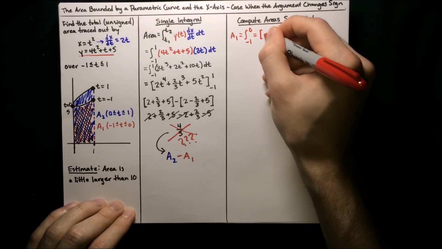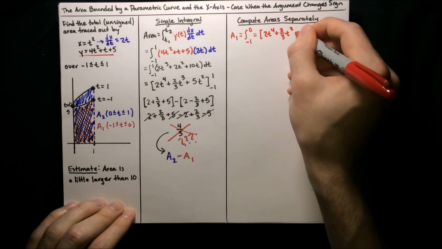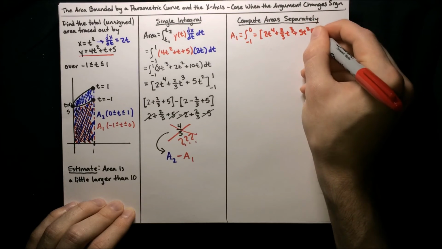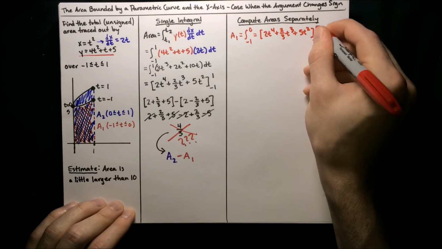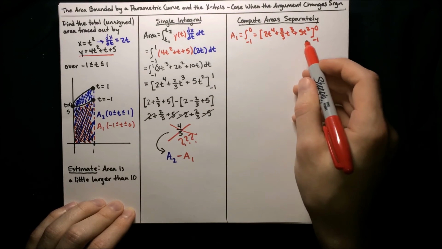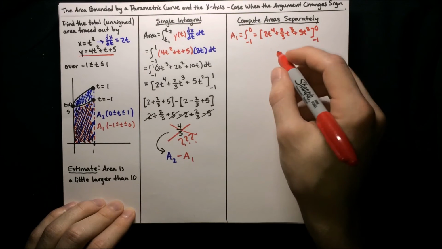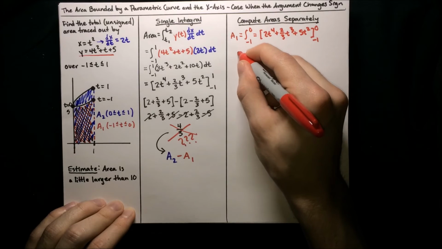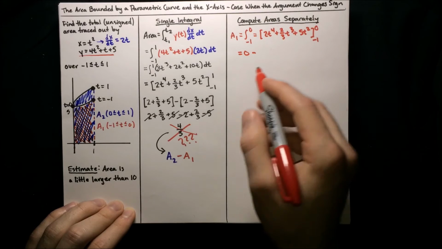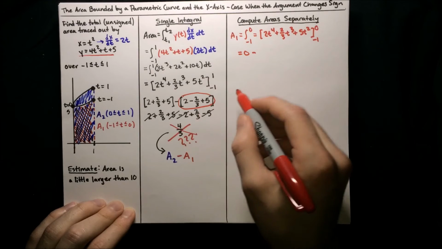So that's just the quantity 2t to the 4th plus 2/3 t squared plus 5t squared. Oh, this should be to the 3rd. Between -1 and 0 this time instead of 1. So let's go ahead and do that computation. So that is just plug in 0 and, well, all of the terms go to 0. So you just get 0 minus whatever happens when you plug in -1. But we already plugged in -1. That was over here. So we can just use that information.